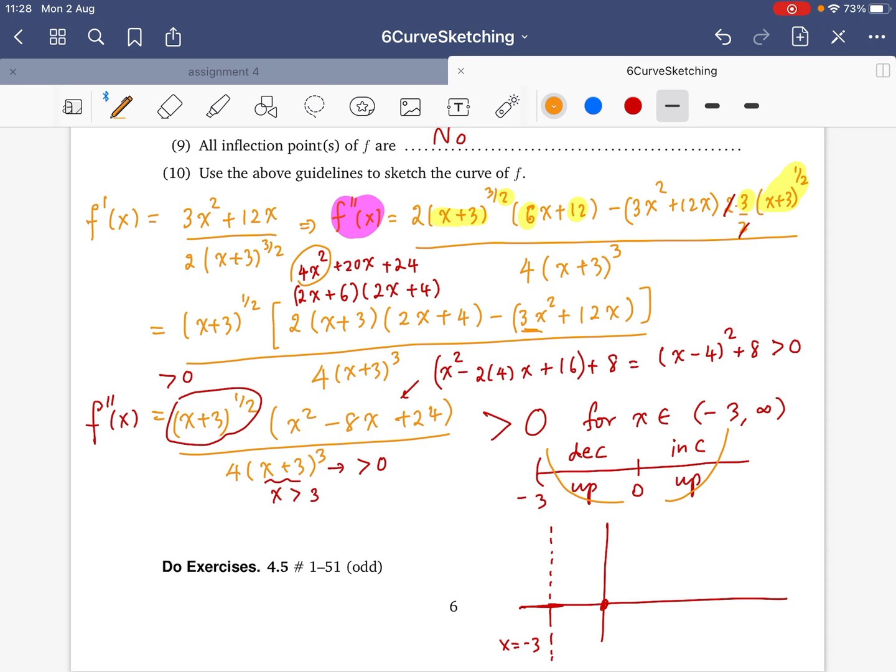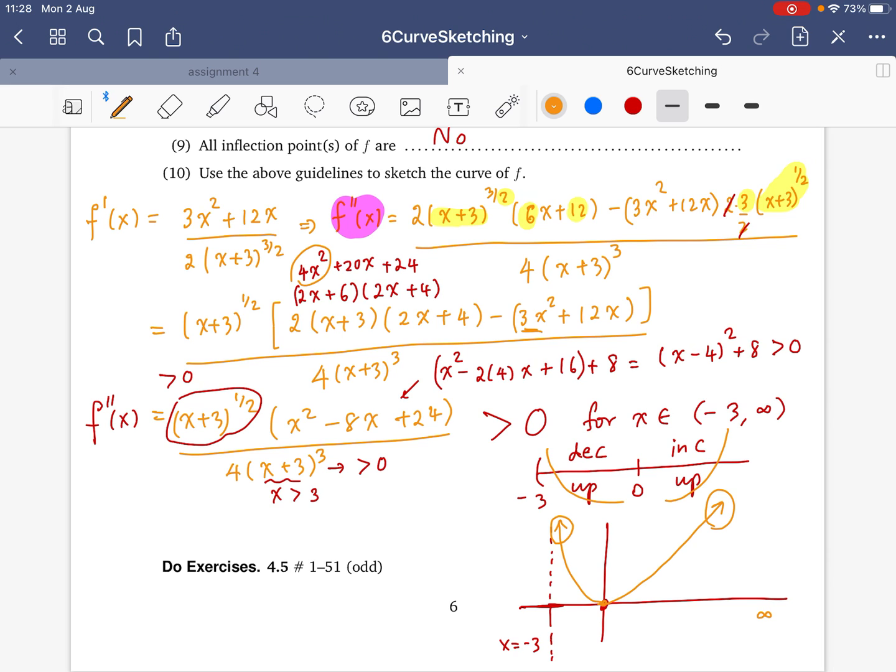Increasing concave up, it looks like that. And it must hit this one. So it goes like this. And as you approach infinity, your function goes to positive infinity, so it goes that way. As you approach -3 on the right, your function goes to positive infinity as well.